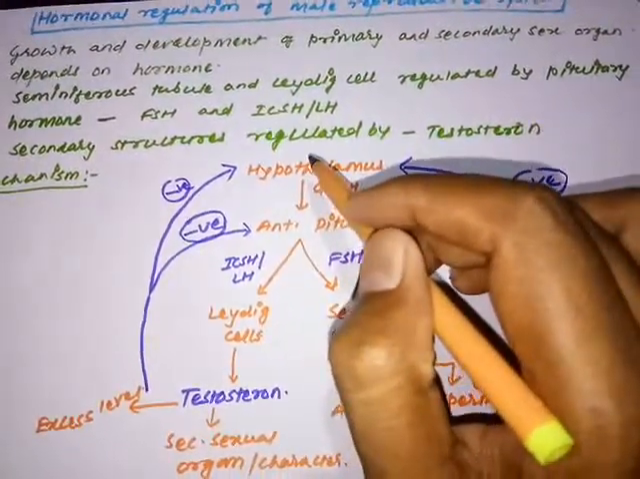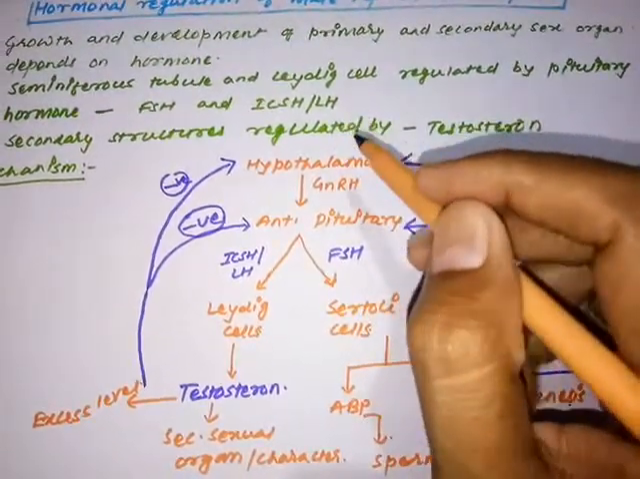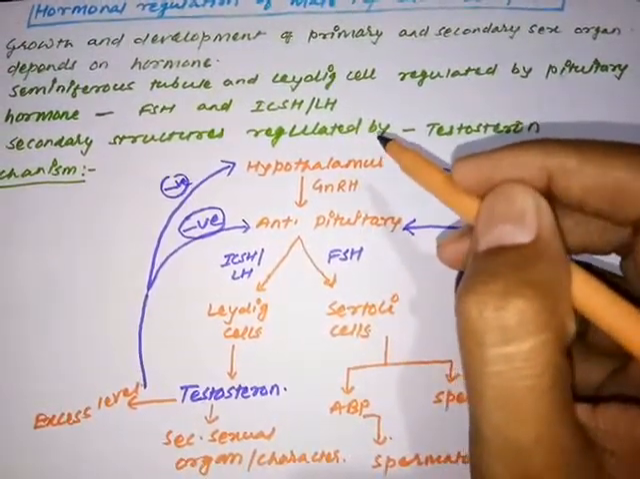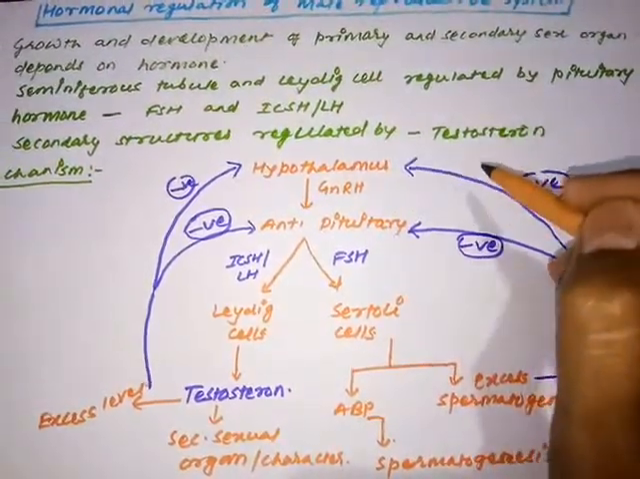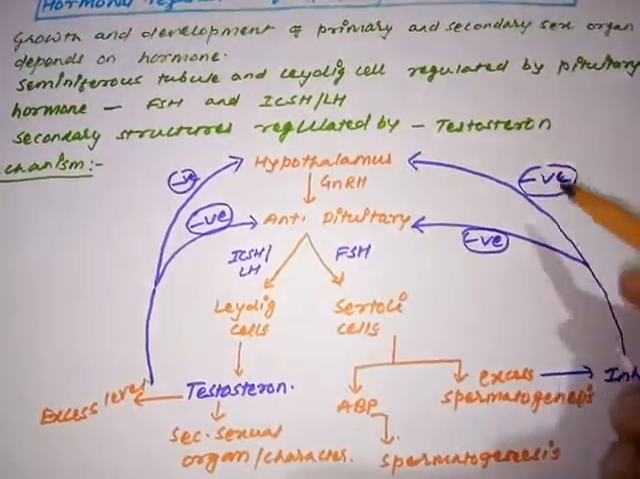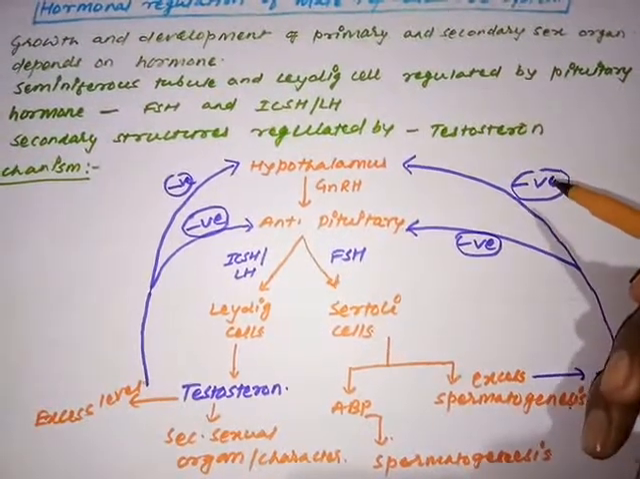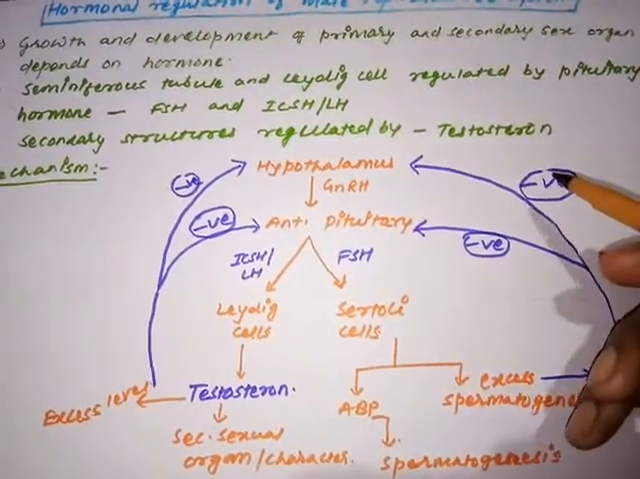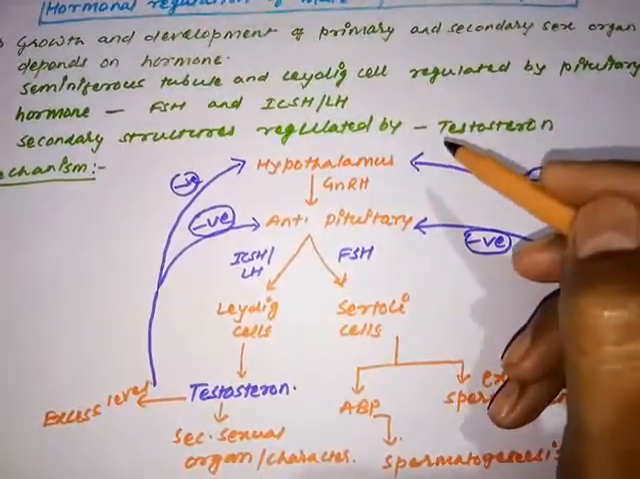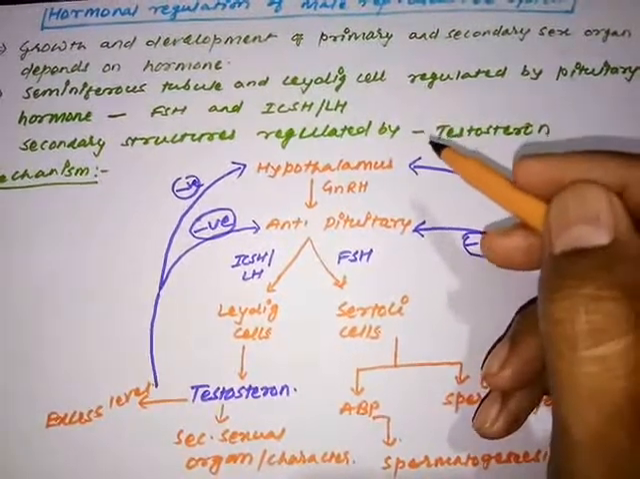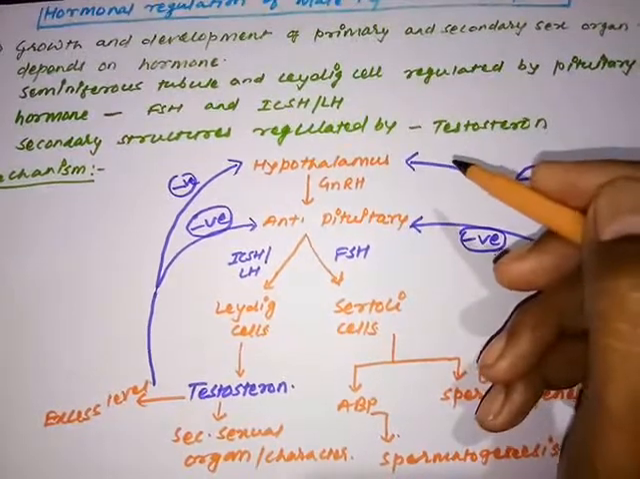Whatever reproductive ducts are there: vasa efferentia, epididymis, vas deferens, urethra. Then the glands like the prostate gland, seminal vesicle, bulbourethral gland or Cowper's gland. All these are regulated with the help of a hormone called testosterone. Remember, testosterone is released by the interstitial cells of Leydig. Is it clear to you all? The seminiferous tubule and the Leydig cells are regulated by FSH and ICSH or LH, while the secondary sexual structures are regulated by the testosterone released by the Leydig cells only.